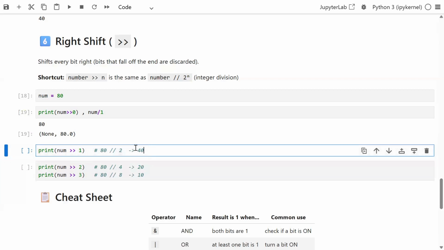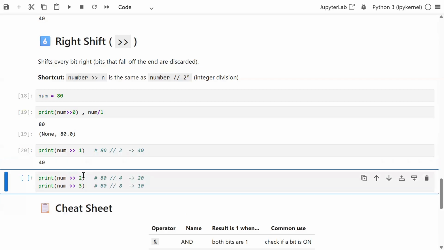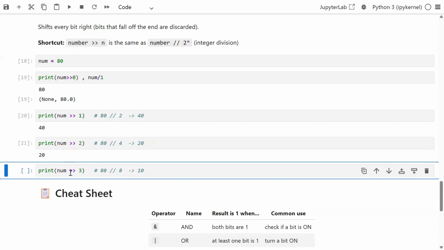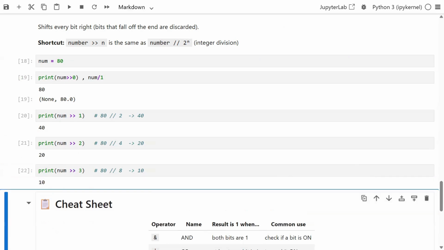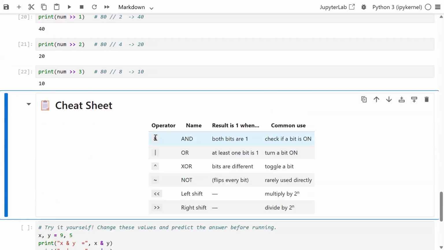We will get 40. 80 right shift operator 2 means divide by 2 raised to power 2, which is 4. So num divided by 4, you will get 20. Num right shift operator 3 means divide by 2 raised to power 3, which is 8. So num divided by 8. So here we have the operators and, bitwise or, bitwise XOR, not, left shift and right shift.